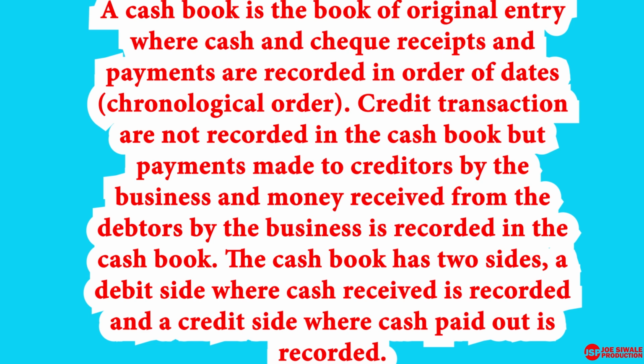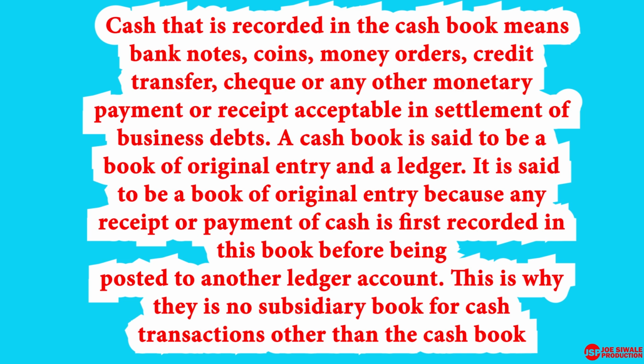The cash book has two sides: a debit side where cash received is recorded and the credit side where cash payment is recorded. Cash that is recorded in the cash book means bank notes, coins, money orders, credit transfer, check, or any other monetary payment or receipt acceptable in settlement of business debt.